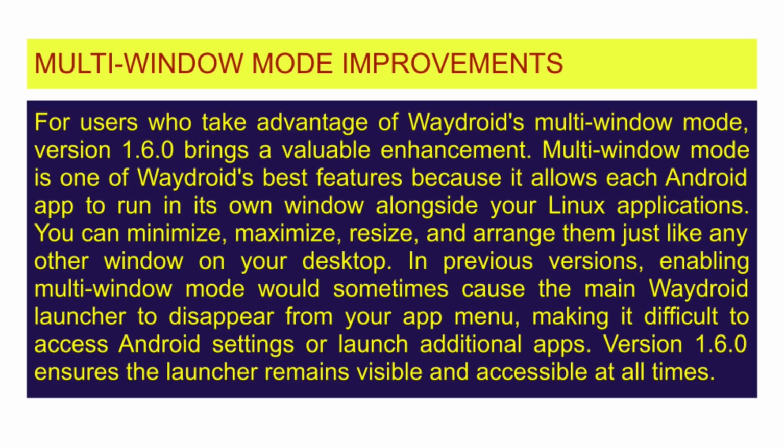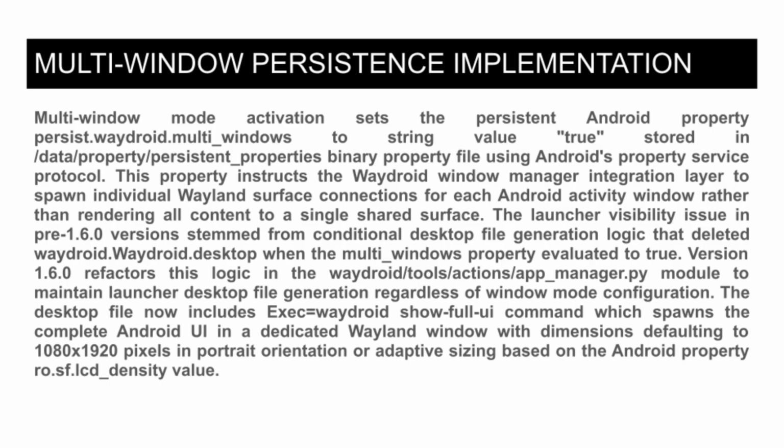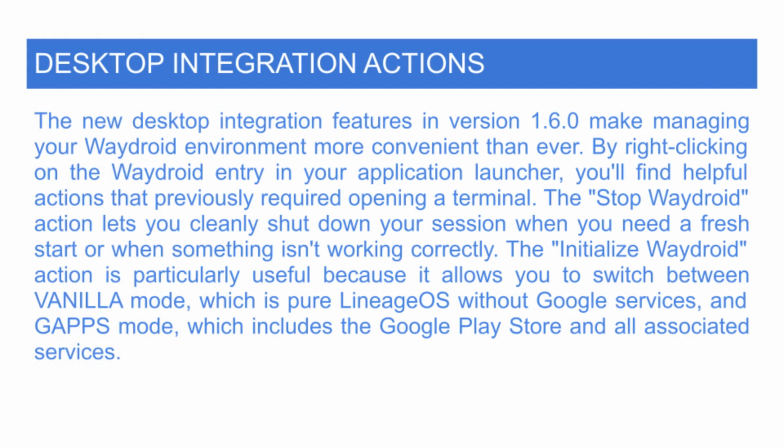In multi-window mode, each Android app runs in its own window, just like native Linux applications. You can minimize them, maximize them, and arrange them however you like. In previous versions, once you enabled multi-window mode, the main Waydroid launcher would sometimes disappear from your app menu, which made it a hassle to access Android settings or launch new apps. Version 1.6.0 ensures that the main Waydroid launcher always stays visible even after you've enabled multi-windows. This makes it much easier to manage your Android environment without having to remember special commands or shortcuts.